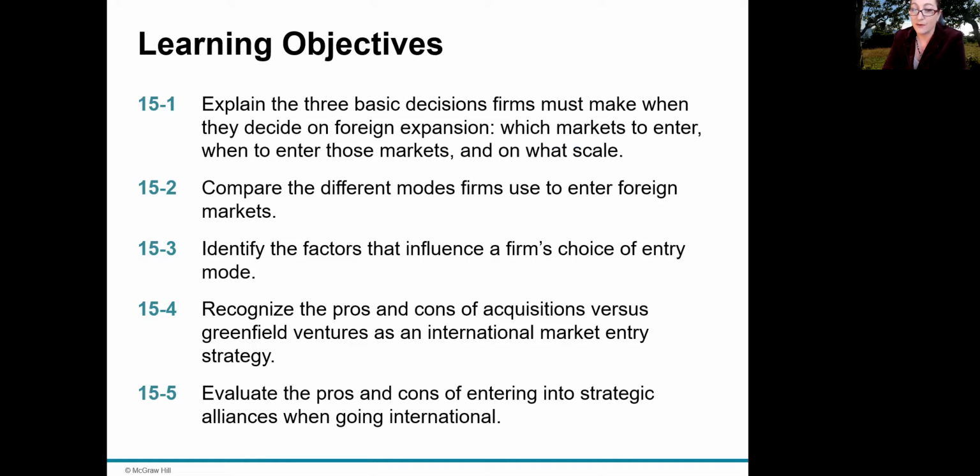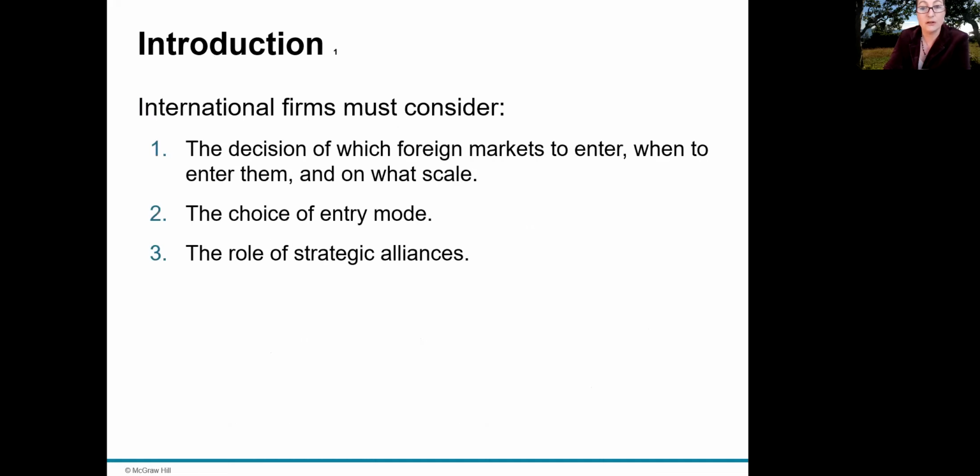We'll look at the advantages and disadvantages of acquisitions versus greenfield ventures with regards to market entry, and we'll also look at advantages and disadvantages of strategic alliances. All right. So here we go.